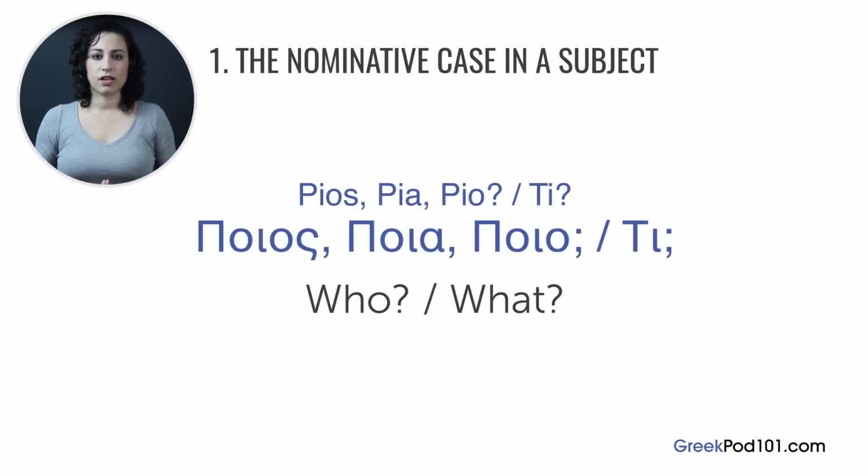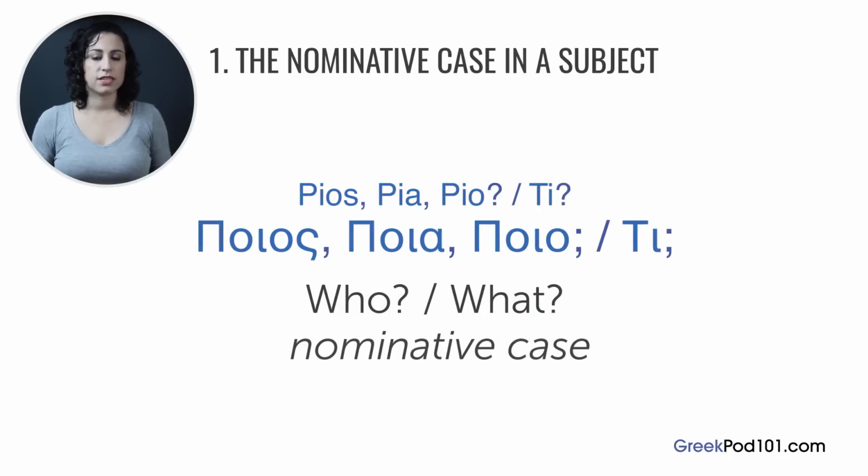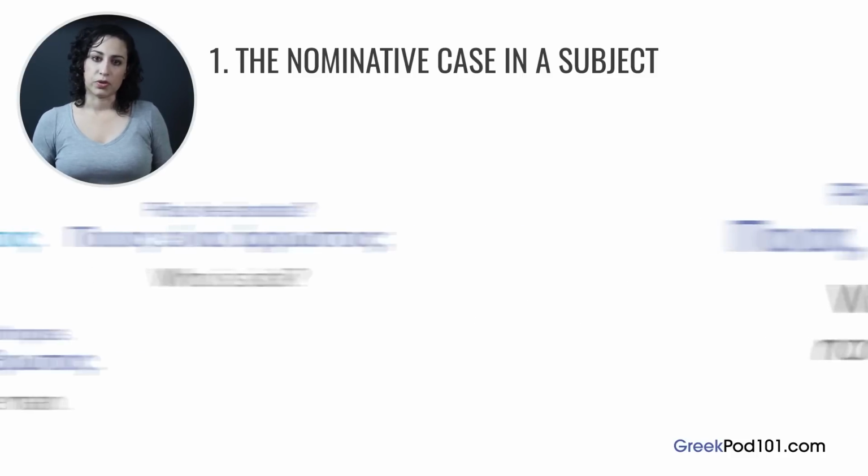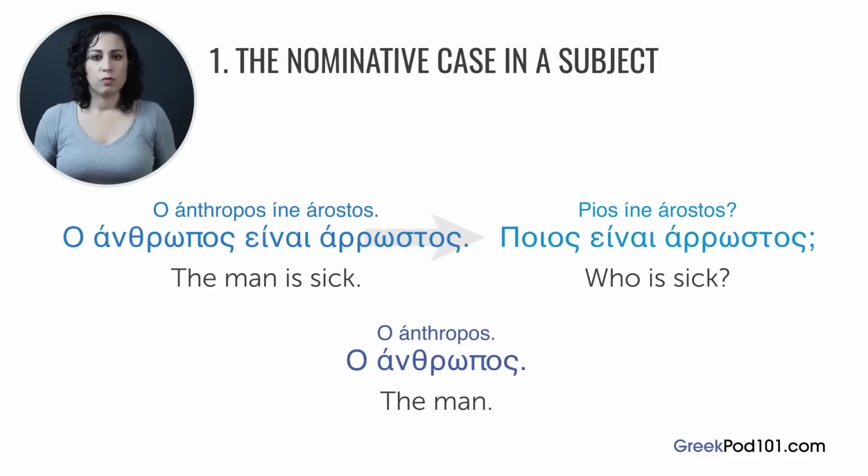The subject of a clause or sentence answers the question who or what, or in Greek ποιος, ποια, ποιο, τι, and is always in the nominative case. For example, ο άνθρωπος είναι άρρωστος. Ποιος είναι άρρωστος? Ο άνθρωπος. The man is sick. Who is sick?